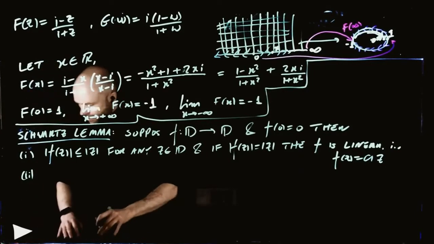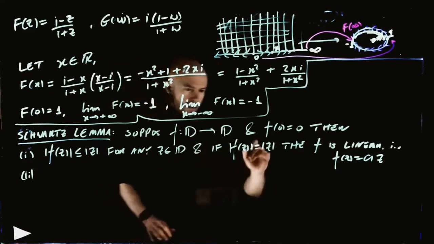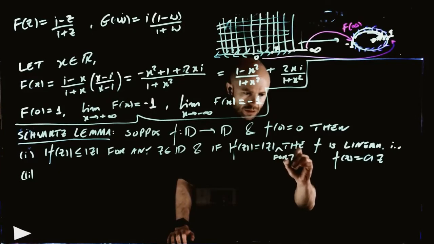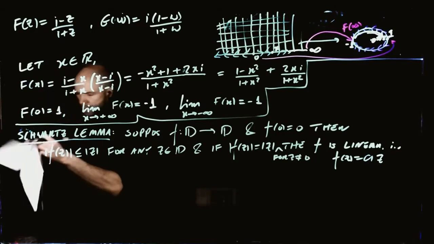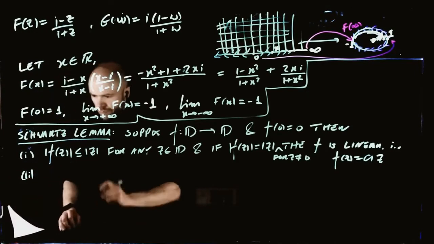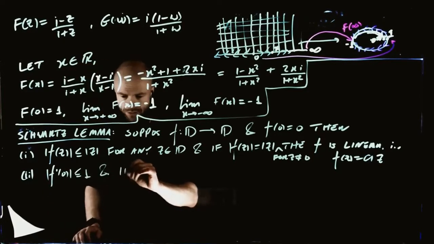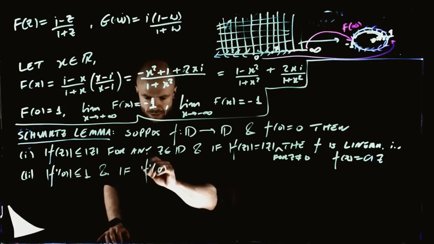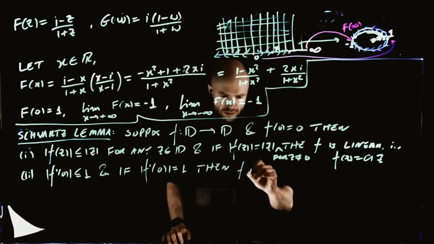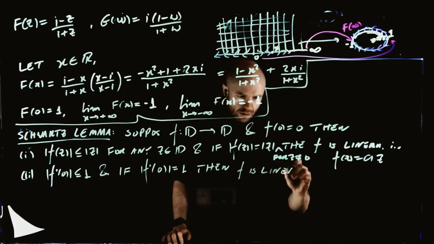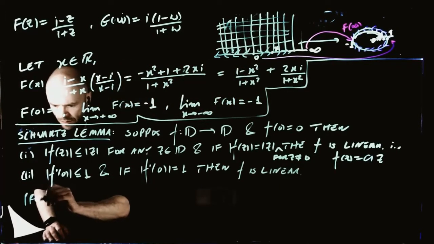Second consequence. Oh, I should have said for z not equal to 0, because it's certainly true at 0. Second consequence is that |f'(0)| is less than or equal to 1, and again, if the absolute value of f'(0) is equal to 1, then f is linear. Okay, so proof.